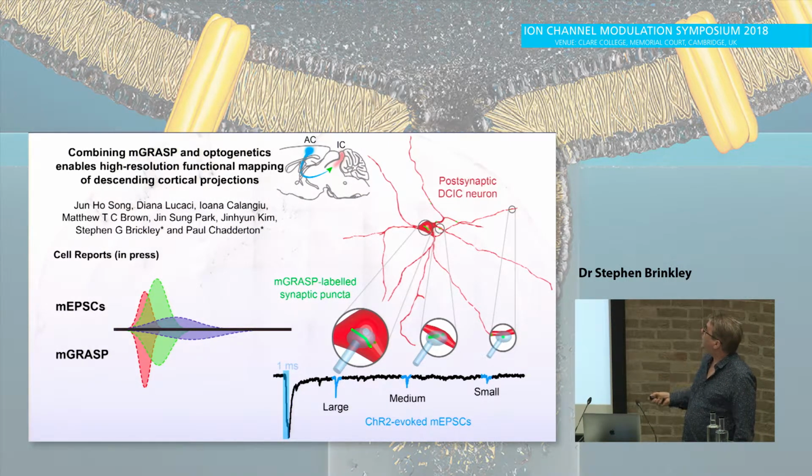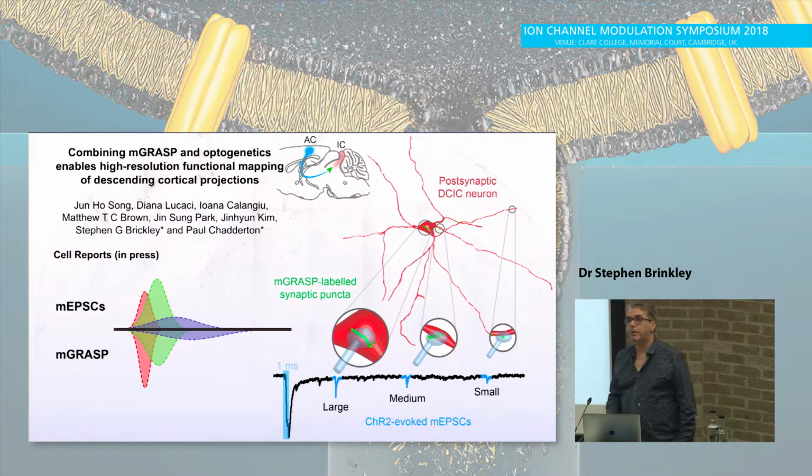This we've finally got published in Cell, but we got the letter just the other week. This is a collaboration between myself and Paul Chatterton at Imperial with Ginny Kim, who developed this technique at Janelia Farm. So I just wanted to mention them. And the work was done by Junho Song, who is now working with Ginny, who did the mGRASP labeling, and Diana is a PhD student of mine who did the electrophysiology of the channelrhodopsin experiments.